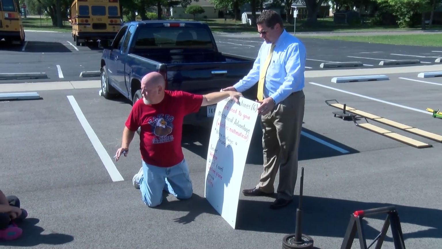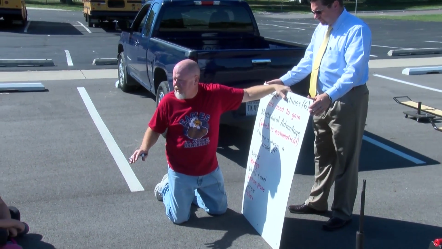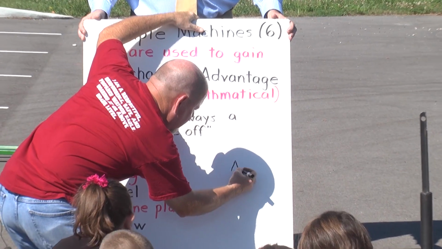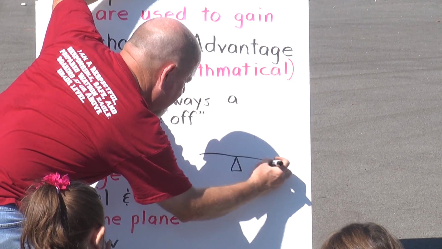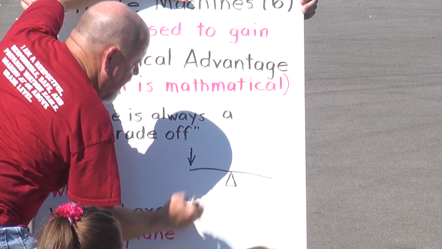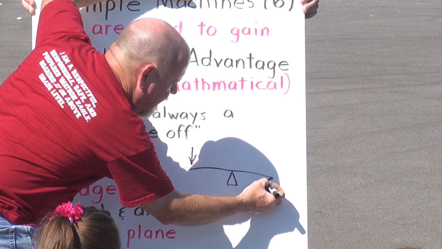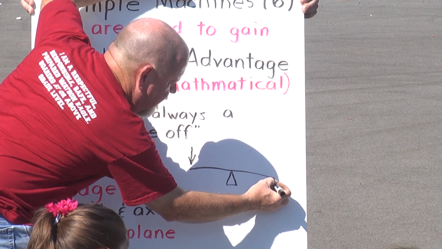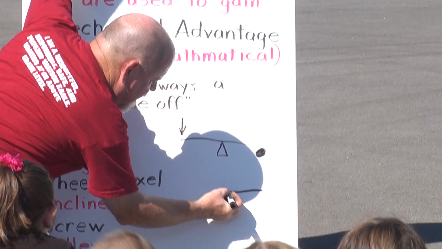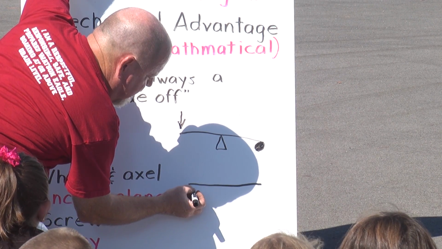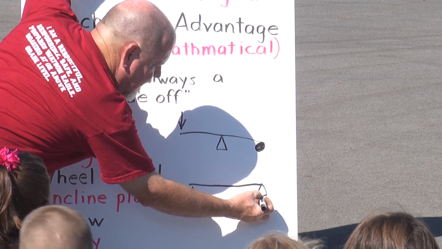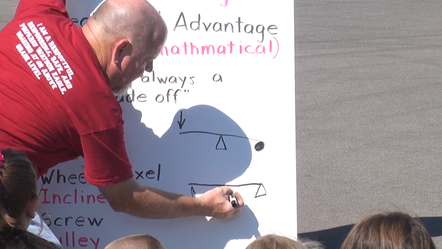Okay, if you understand the first-class lever, don't let the rest of this confuse you. With a first-class lever, we had a fulcrum in the middle, okay? We had force on one end and a load on the other, a weight or something like that. With a second-class lever, we had the force on the end, but we had the fulcrum on the other end and the load in the middle.